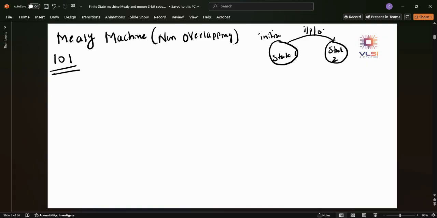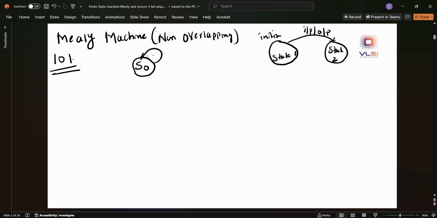So if you see S naught, at S naught the possible inputs are either 0 or 1. I'm searching for 101, so if it is 0, it will stay in the same state. The input is 0 and the output is 0. When you get the proper, correct sequence, the output becomes 1.